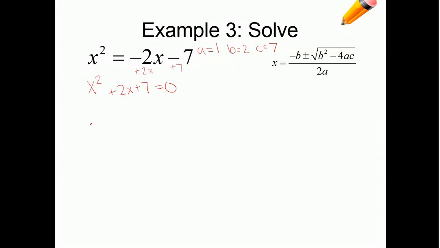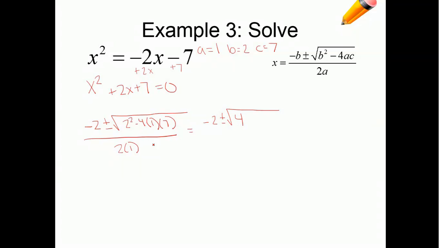So now I can go negative B, so negative 2 plus or minus the square root, B squared minus 4 times my A times my C, all over 2 times my A. So let's see what we got inside there. Negative 2 plus or minus square root. 2 squared is 4. Negative 4 times 1 is negative 4, times 7 is negative 28, all over 2 it looks like.